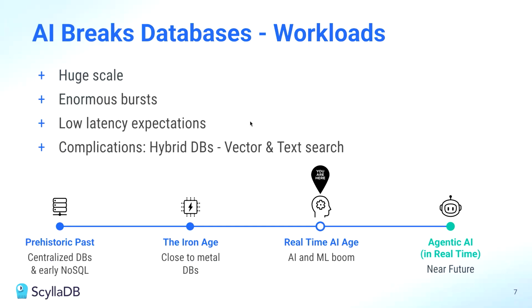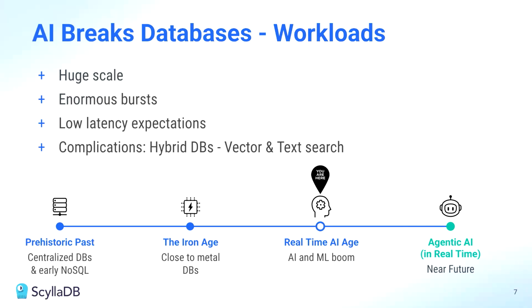So AI workloads can create such an impact on the database that it can cause it to break. Okay, so why are AI workloads different from regular workloads? First, AI is used at scale. We're talking about huge amounts of data. And then second of all, we're talking about queries that can be given in enormous bursts, okay? And I'll talk about an example in just a second.